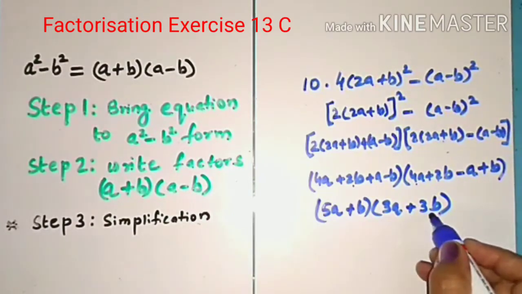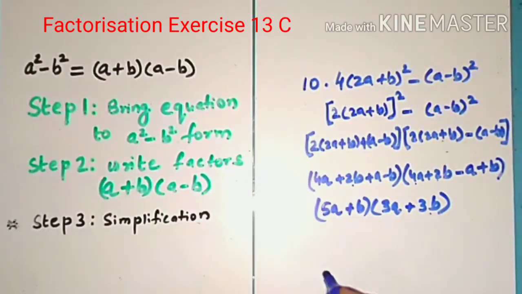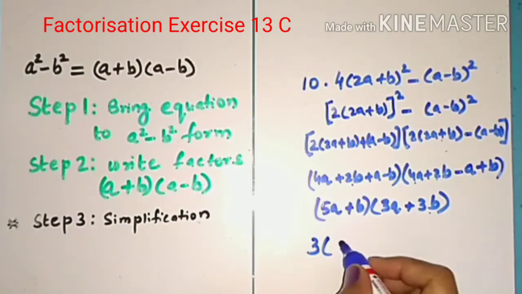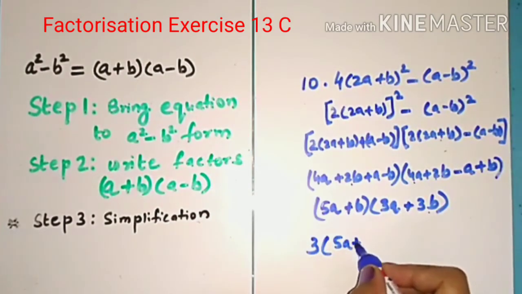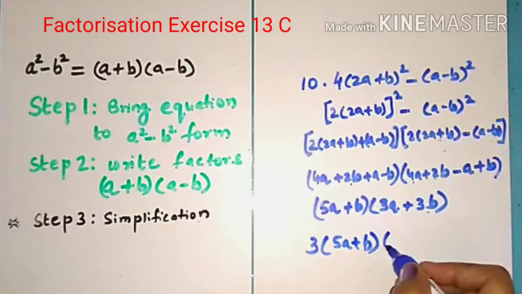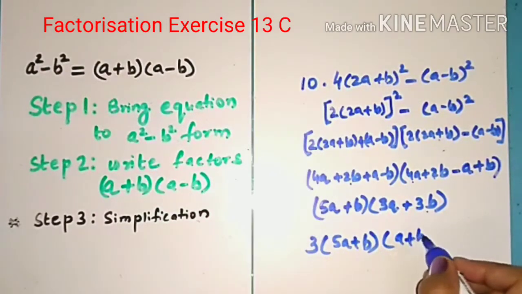Now this 3 can also be removed as a common factor. We will write that in front. This will remain same, and 3 we have taken common, so this will become a plus b.